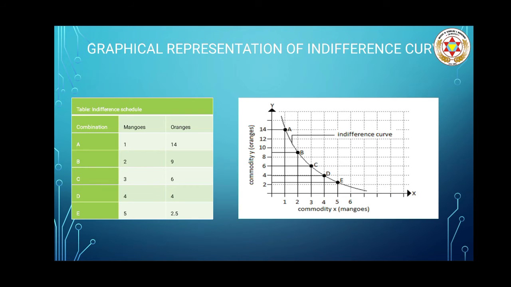This concept of indifference curve can be understood by this indifference schedule along with the indifference curve. In the indifference schedule, we have two commodities and different combinations of these two goods which give the consumer the same level of satisfaction. And joining these points A, B, C, D, E, we can derive the indifference curve, which is a downward sloping curve.